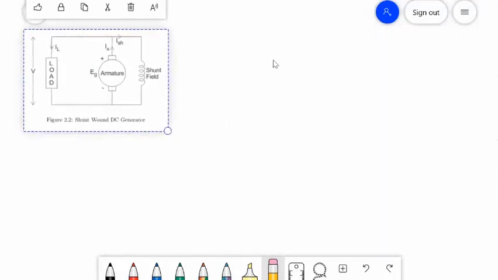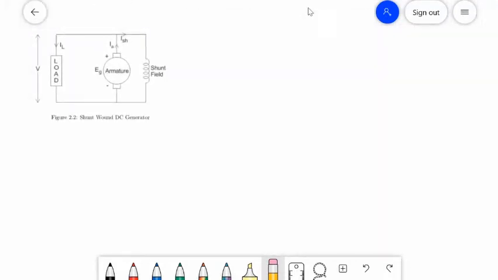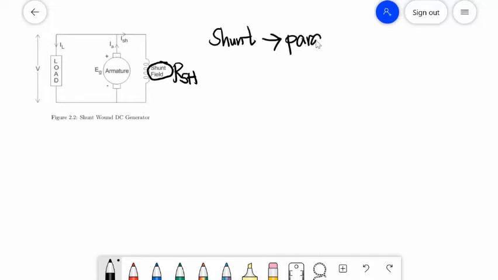This is the circuit diagram of a shunt wound DC generator. This is what we call the shunt field resistance, which we will designate as RSH, and it is in parallel with the generator. We call it shunt resistance because shunt is the other term for parallel. And also the load, the external load, is in parallel with the generator.